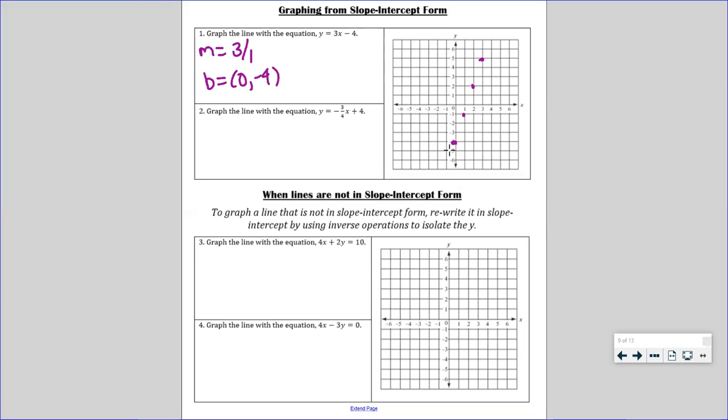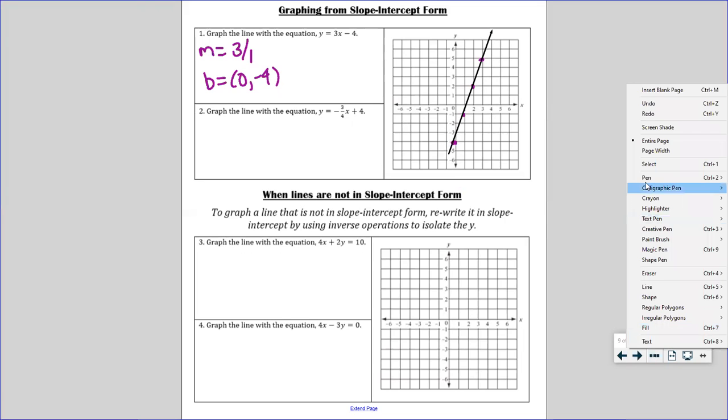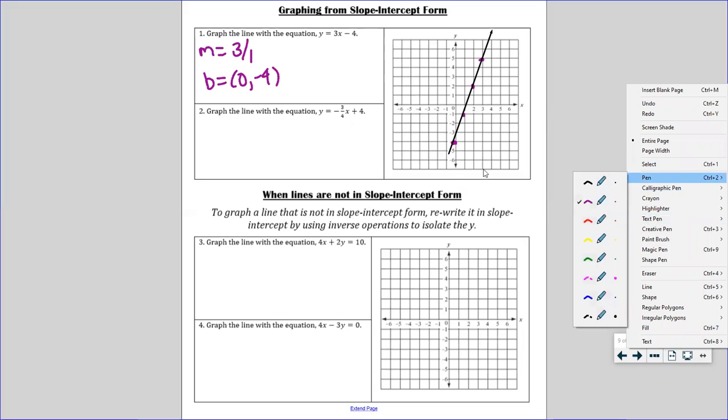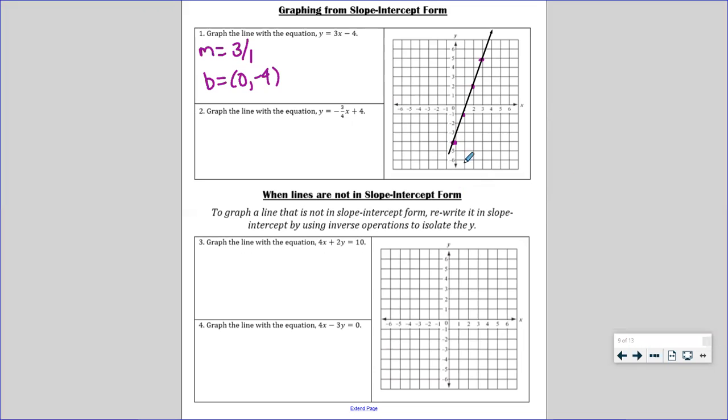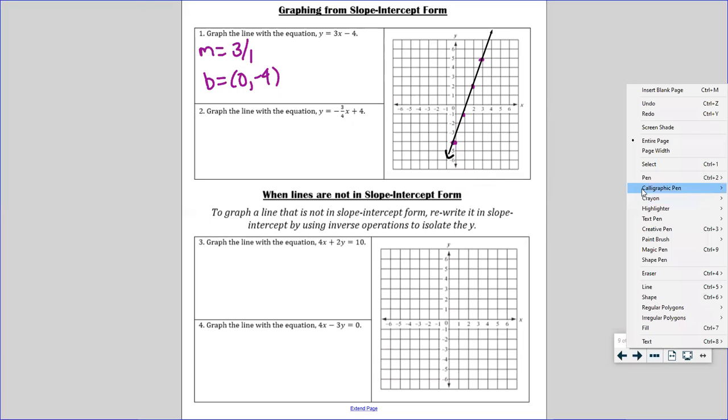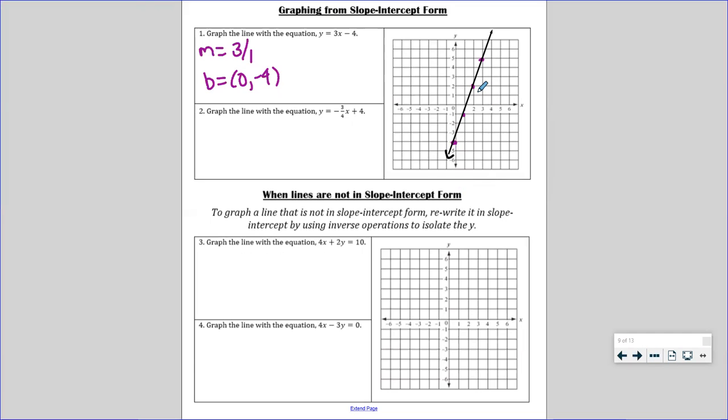So I'll have my line, and then I put my arrow on both sides, and of course you label it. Always label it. You remember that in algebra, because if you work with more than one line, you need to distinguish the lines.